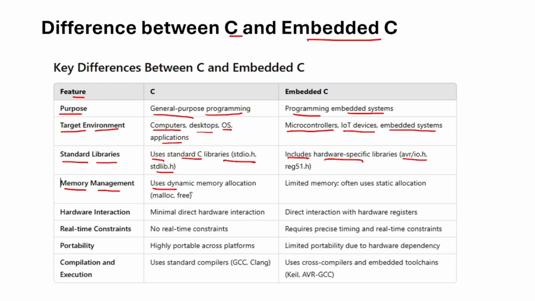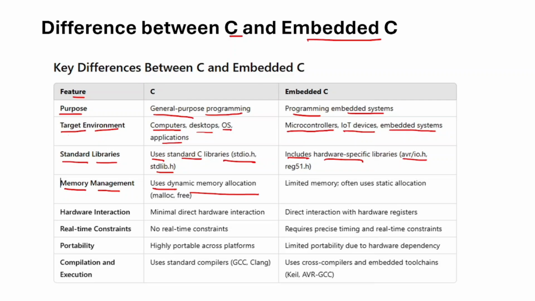Here there is one concept in C that is called dynamic memory allocation. We'll discuss it in the later classes. In normal C, we use dynamic memory allocation also, but in embedded C, we mostly don't use dynamic memory allocation. We use it, but mostly we don't prefer it, because in an embedded system the memory is limited.